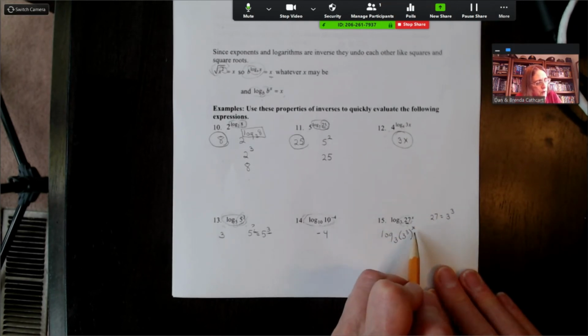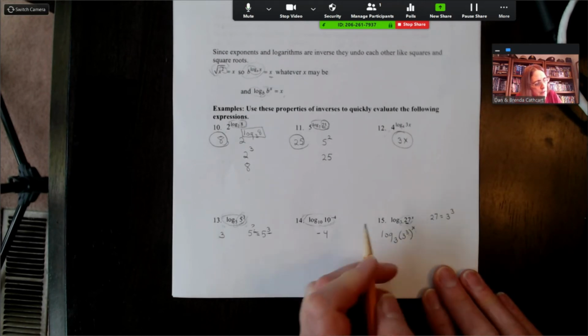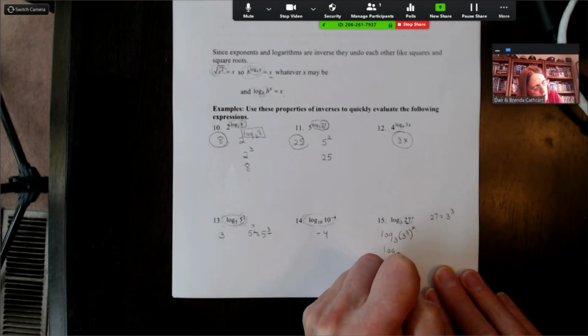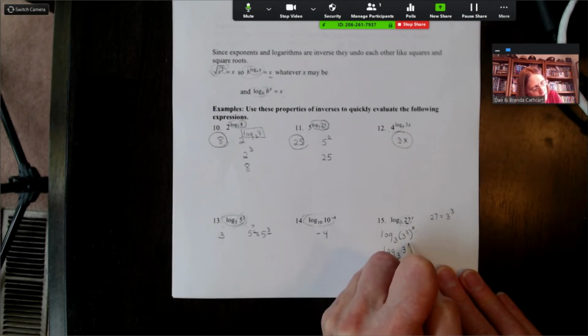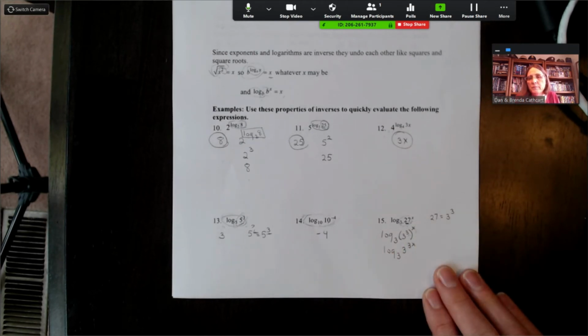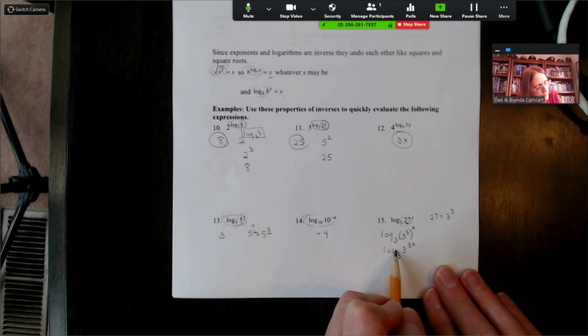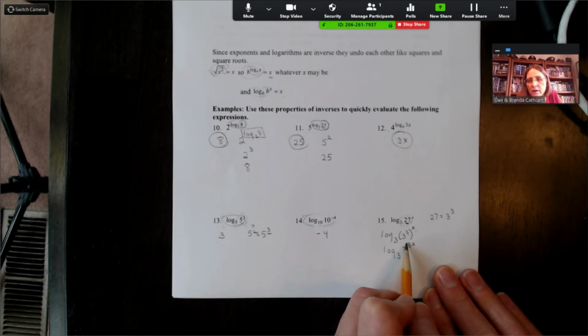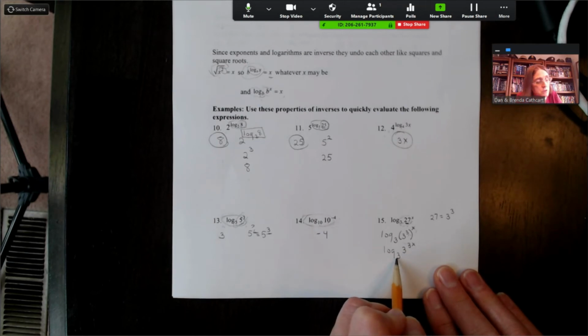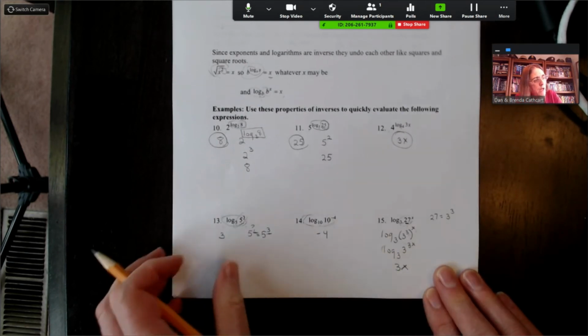And now using my properties of exponents, a power to a power is multiplied. This becomes log base 3 of 3 to the 3x power. Now, the base of our logarithm and the base of our expression here are both 3's, so these two undo each other, leaving us with just 3x.